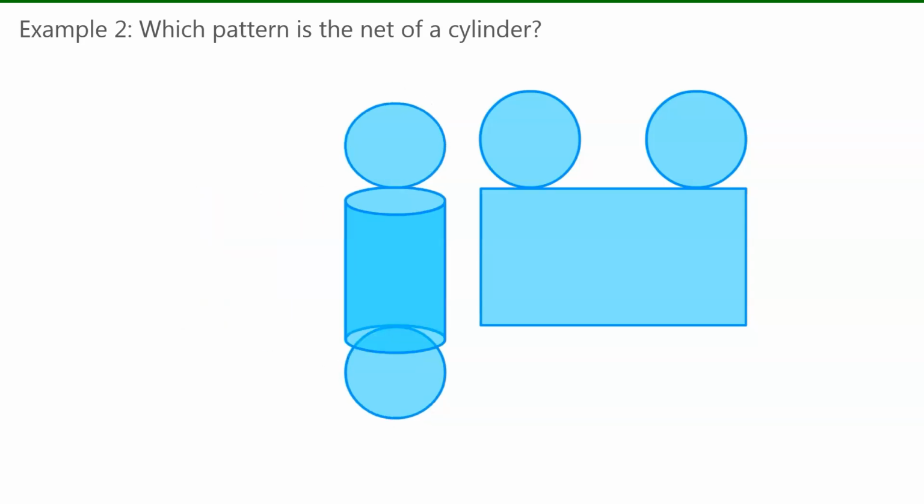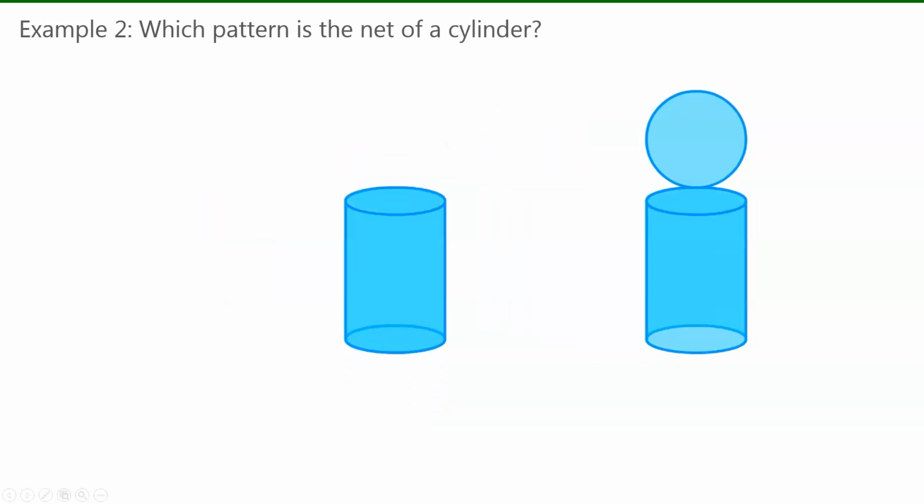Well, let's see. The pattern on the left folds down on the top and on the bottom and makes a closed cylinder, whereas when the pattern on the right folds, the two circles on the top create an overlap and there's a hole here on the bottom. So the pattern on the right is not a net.